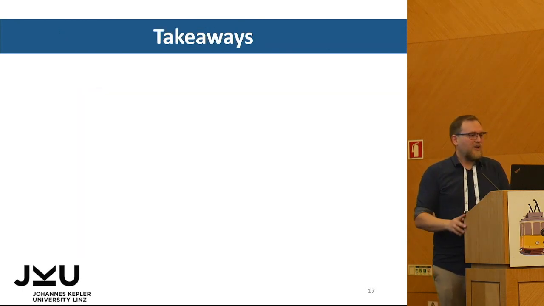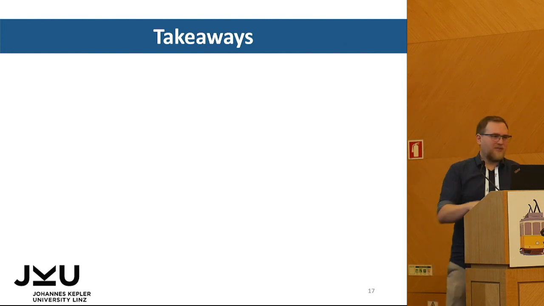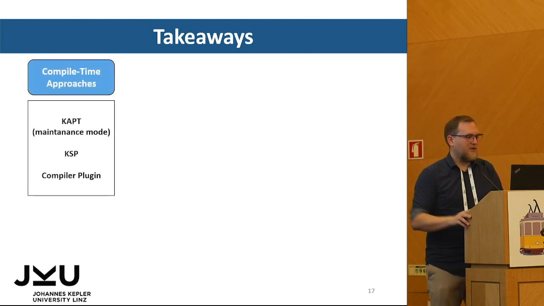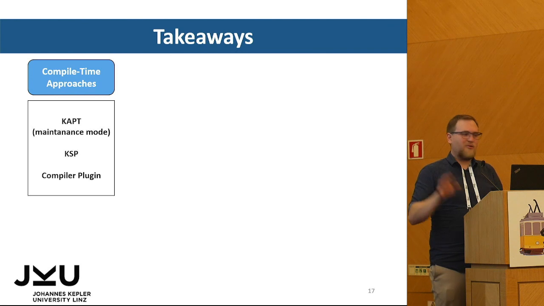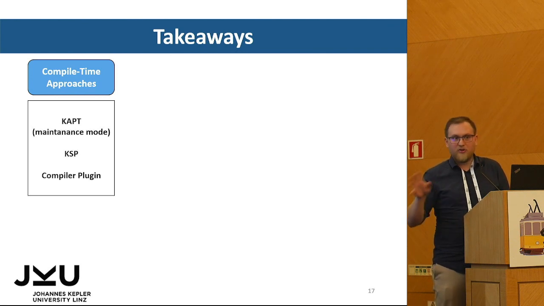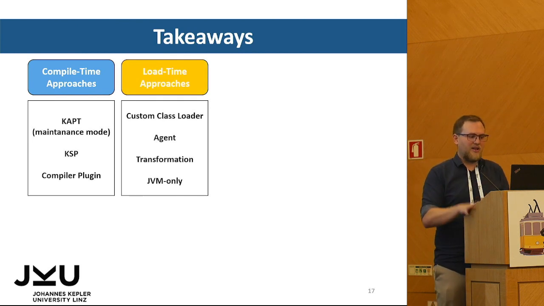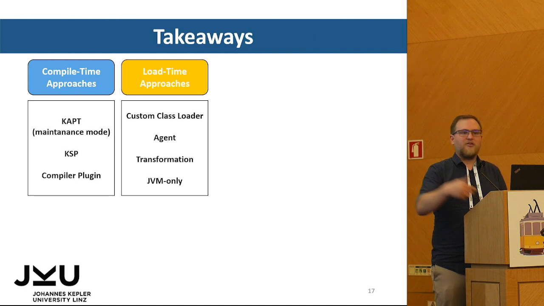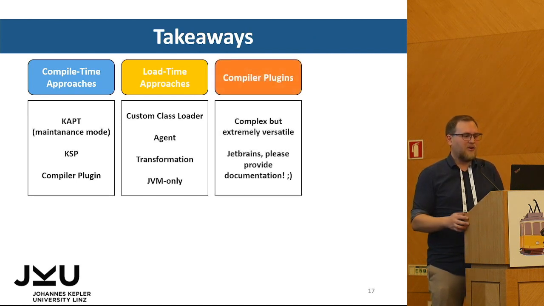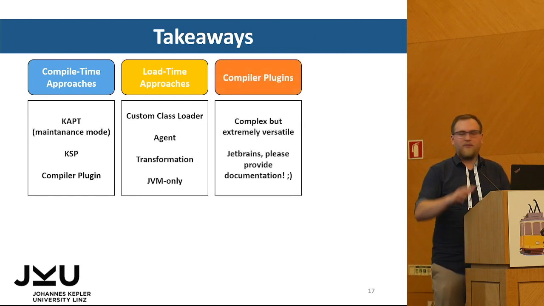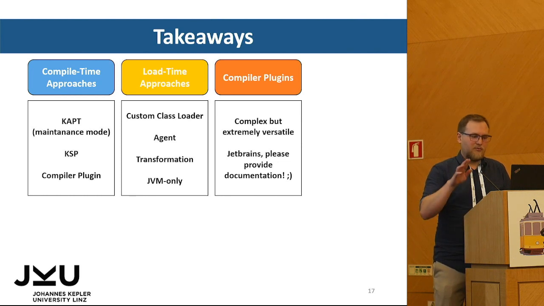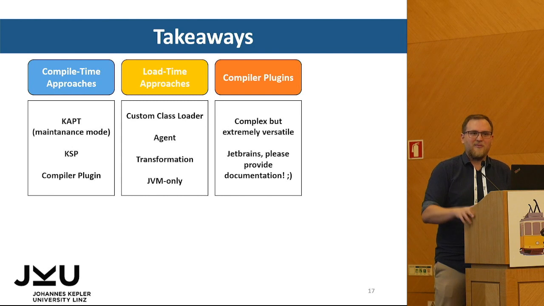So, the main takeaways; I tried to make it as fast as possible since we're a work in progress paper. We have three different compile time approaches: KAPT, which you should not officially use anymore, KSP, and compiler plugins. You have load time approaches like custom class loaders or agents. They perform transformation on the JVM level, on the bytecode level. Compiler plugins are really cool, extremely versatile, but really complex. JetBrains, if you hear this talk, please provide documentation there.